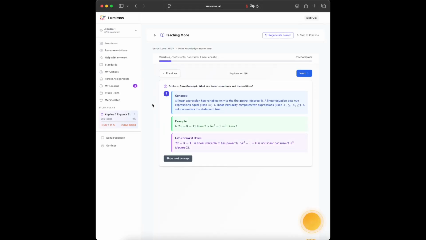While teaching, Lumi works through examples with you the same way it does during practice. And if you are ever stuck or confused, just ask, and Lumi will answer as many questions as you have, as many times as you need.